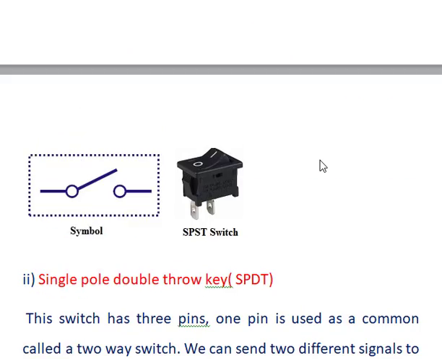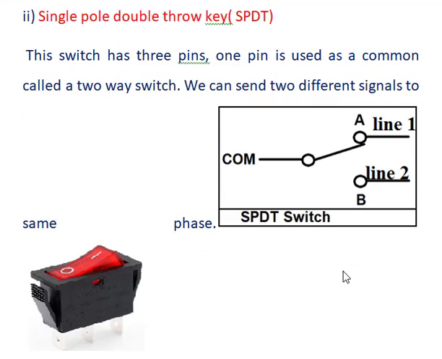Here we use only a single pole, and two throws, so it is a single pole, double throw key. Physically it appears like this, with a dot here. It is also called a two-way switch. We can operate this switch from two different places.